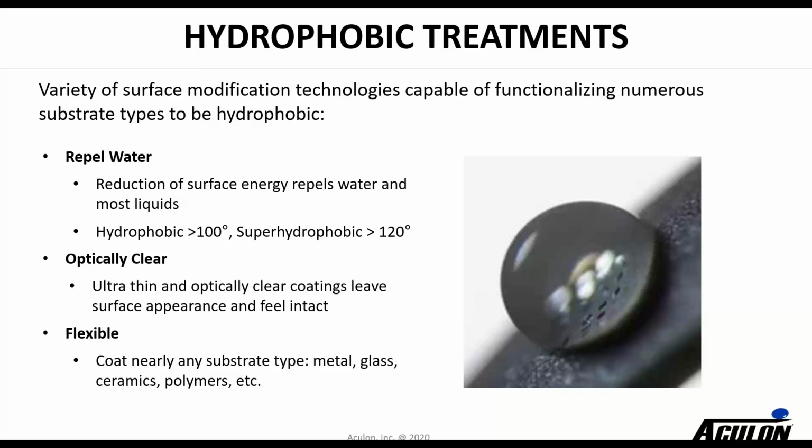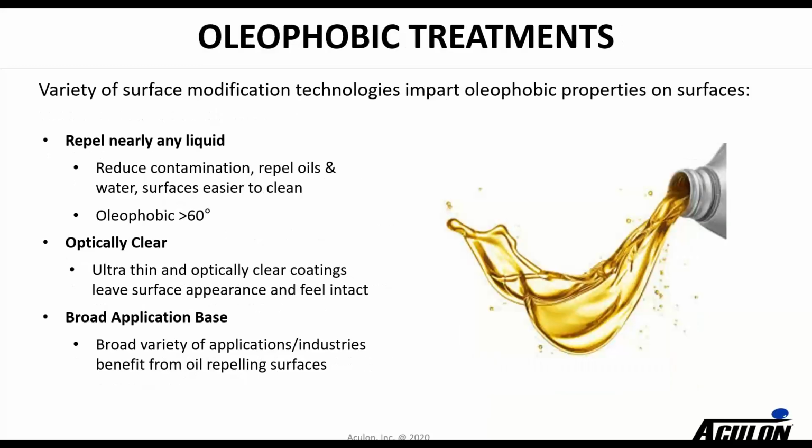You measure that via a contact angle measurement, and if you're looking for a hydrophobic, you're trying to get a contact angle above 100 degrees if you put a water droplet on that surface, or a super hydrophobic above 120 degrees. These treatments are optically clear. They're very, very thin, so they don't change the surface appearance. So if you're thinking about stainless steel for an appliance or something like that, then you can keep the aesthetics the same. And they're pretty flexible in terms of we have a number of options for treating a variety of substrates: metal, glass, ceramics, polymers. When we talk about oleophobic treatments, we're predominantly designed to repel oils.